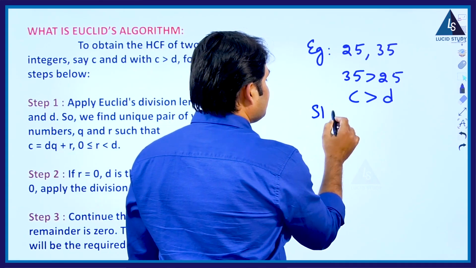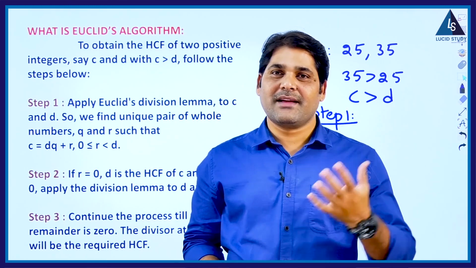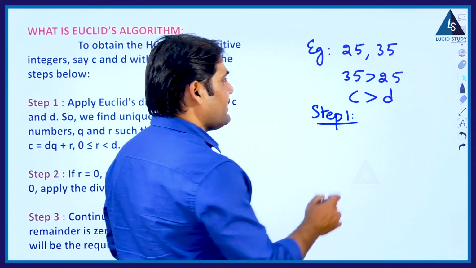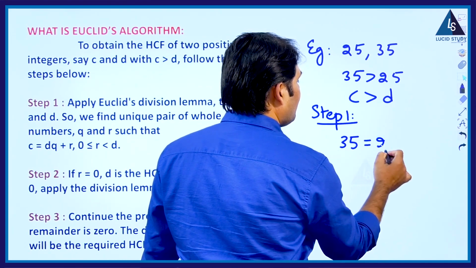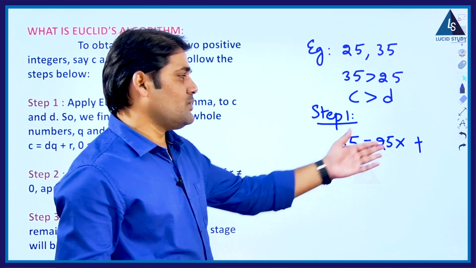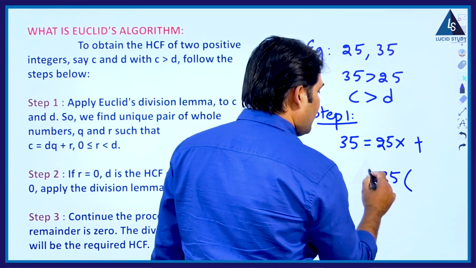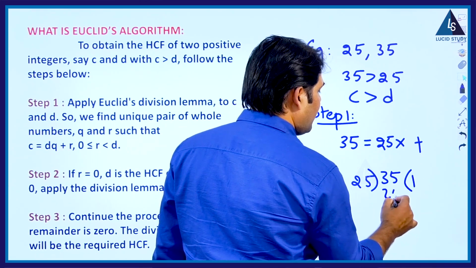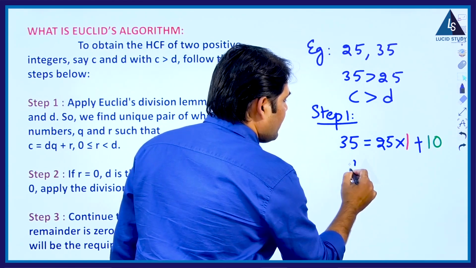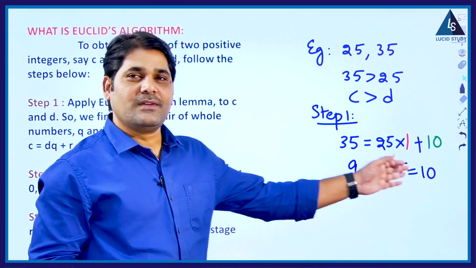Now I will go for step 1. What is step 1? We need to apply Euclid division lemma on the given numbers, C and D. That is 35 is equal to 25 into some number plus some number. How do we get these two numbers? By dividing 35 by 25. 25 ones are 25, remainder will be 10. So quotient is 1 and the remainder is 10. So Q is equal to 1, R is equal to 10.